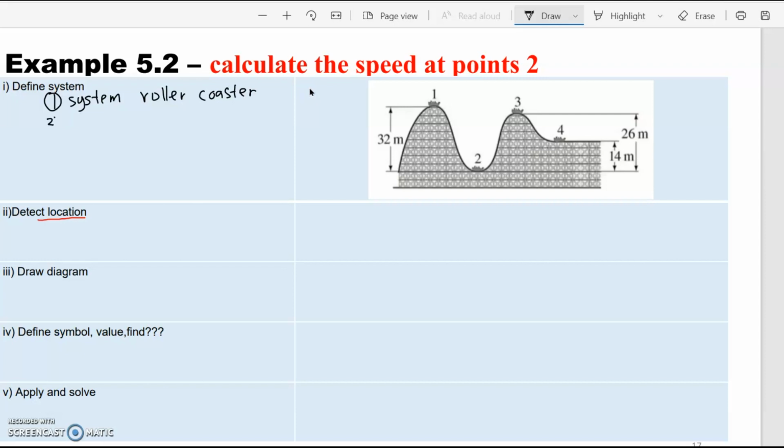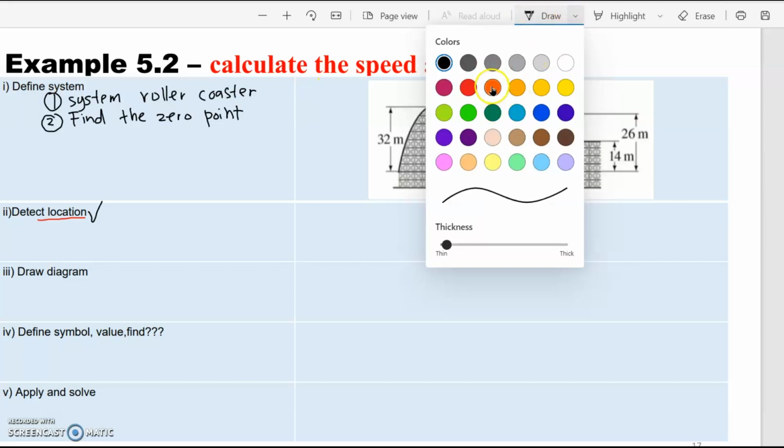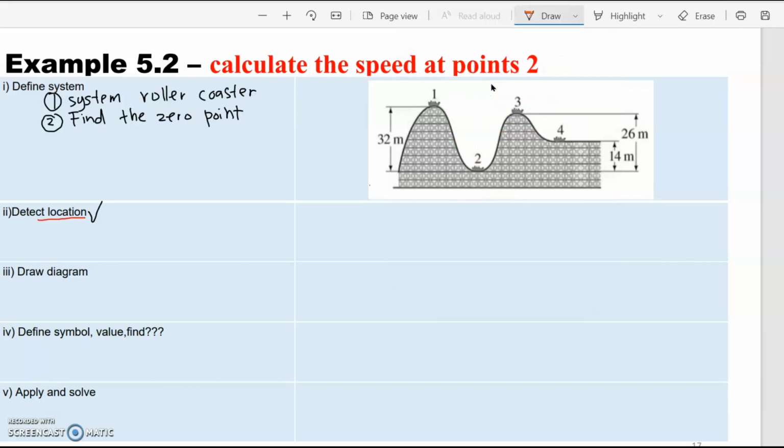Second, we are going to detect the location, to find the 0 point. For this, I choose the lower part in the question. Here is the lower part, the second point. I choose it because it is the lowest point in the question compared to the others.